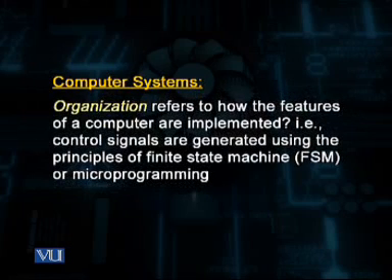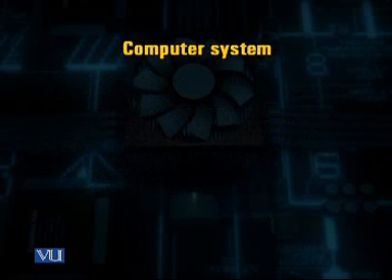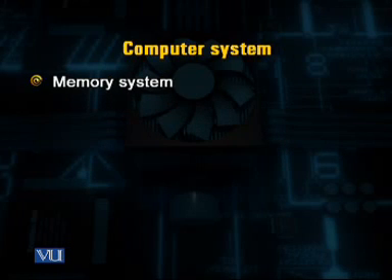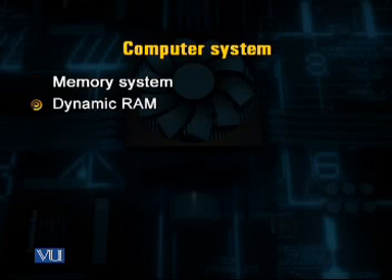Whereas computer organization refers to how a computer is being implemented. For example, how the control signals are implemented or generated. Either these control signals are generated by using the concepts of finite state machine, or they are generated by using the concepts of microprogramming. Similarly, what type of memory system is being used, whether the memory system used is a dynamic RAM or a static RAM.